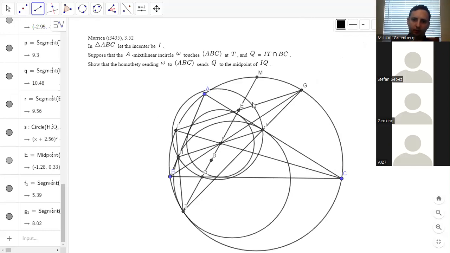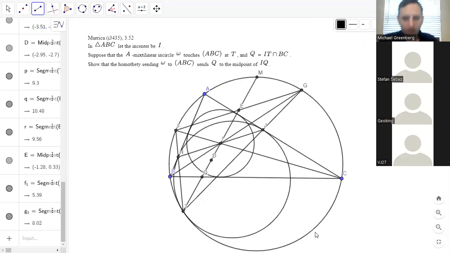Yeah, let me delete this circle. This is just confusing. So yeah, this whole THIJ is sent to TFEG, where F and G are the midpoints of these arcs. That's from my video on mixed linear incircles. And then we want to show that Q is sent to D.